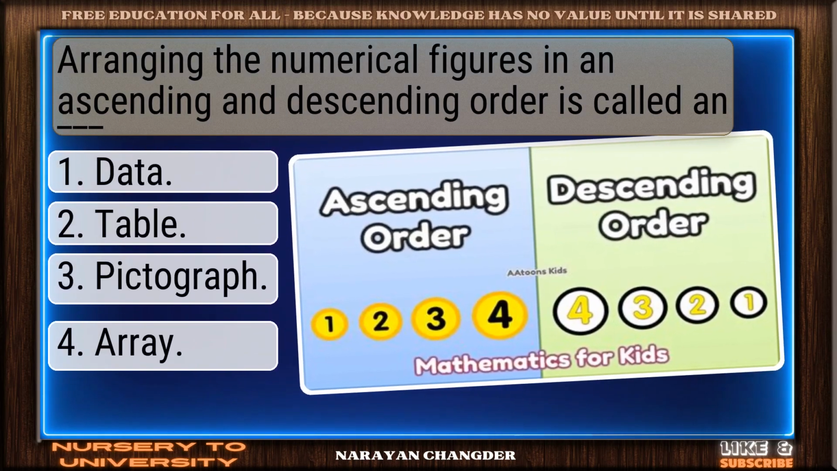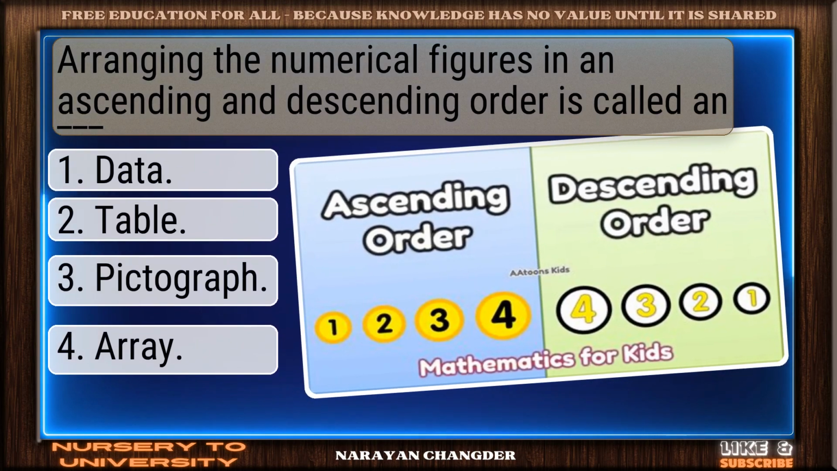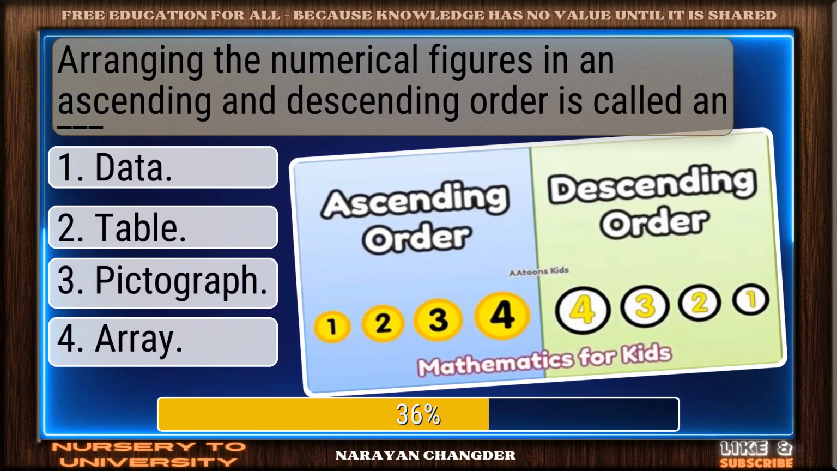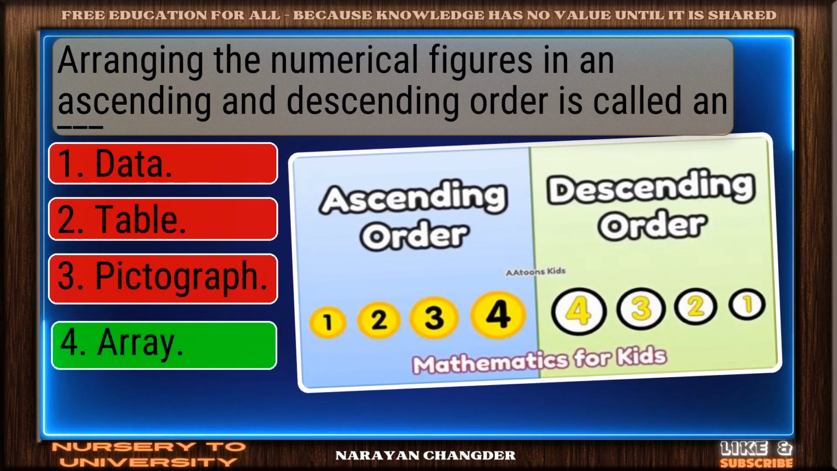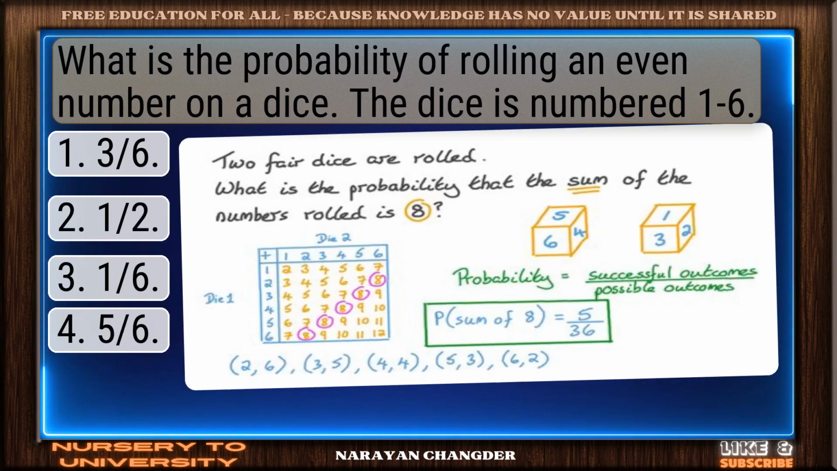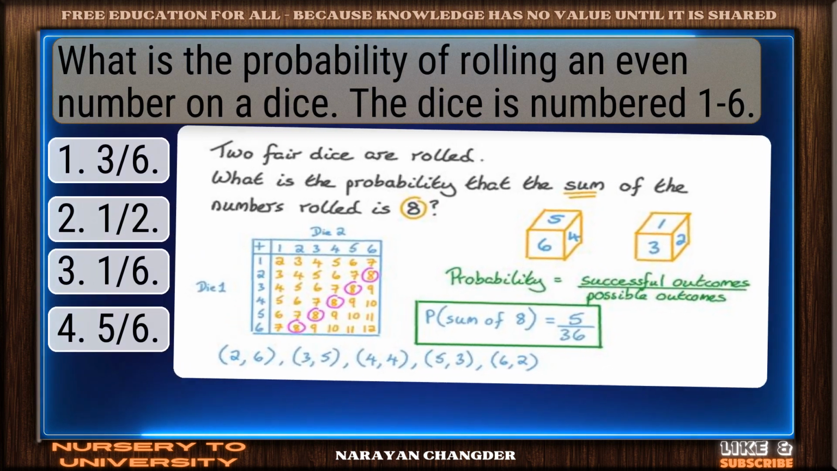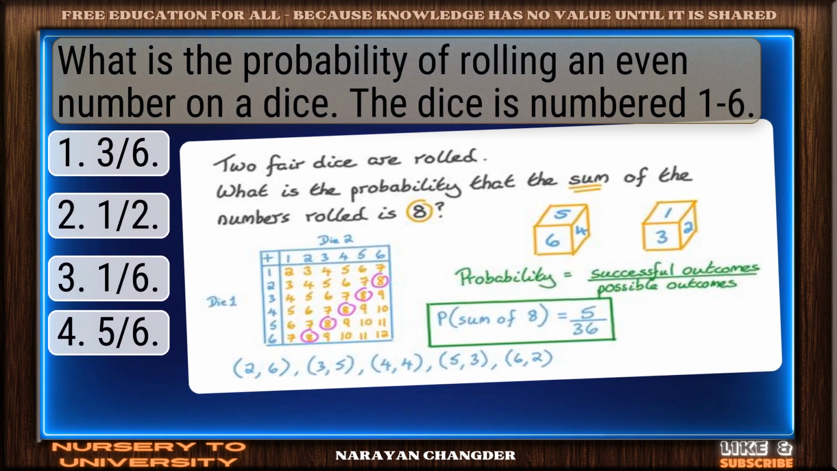Question number 28. Arranging the numerical figures in an ascending and descending order is called a dash. You chose array, and it is correct. Question number 29. What is the probability of rolling an even number on a dice? The dice is numbered 1, 6.